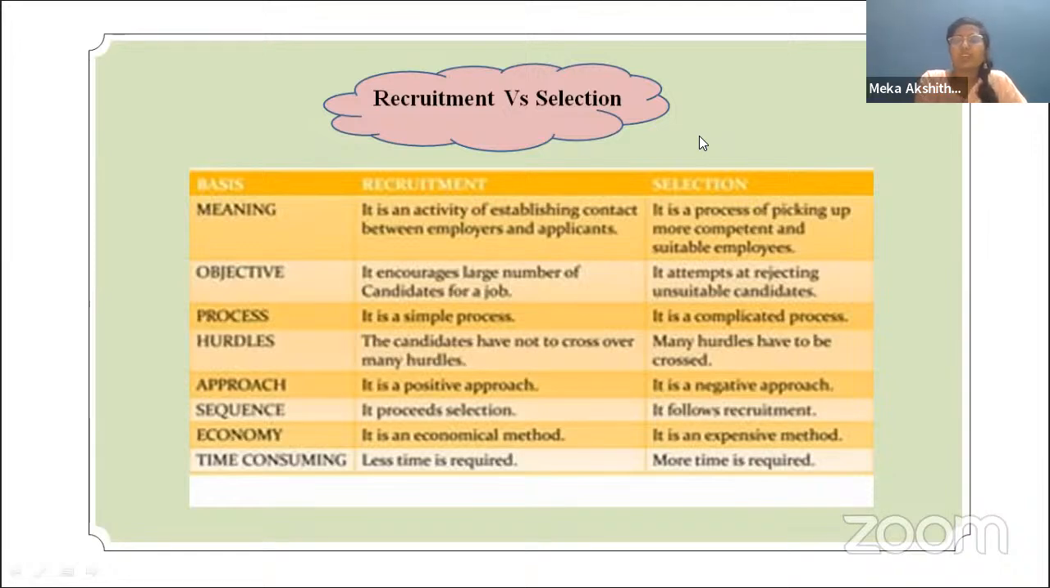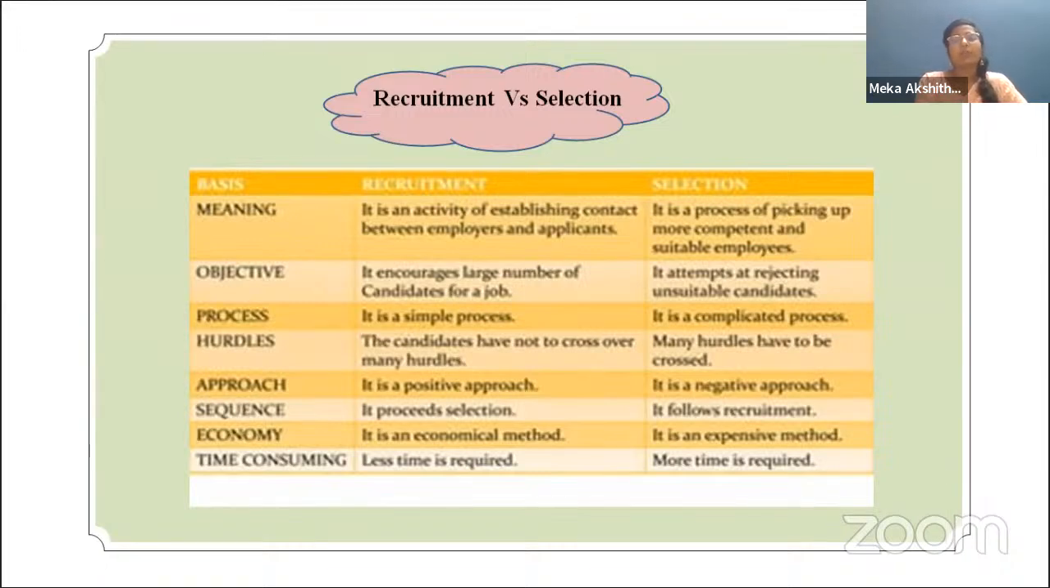So when we are talking about recruitment, it is generally considered a positive approach, because in recruitment we are only concerned with having contact with the candidates. In recruitment, we give advertisements related to the job posts, and we invite as many applicants as possible. We are not concerned with who is applying, but only with taking in applications.